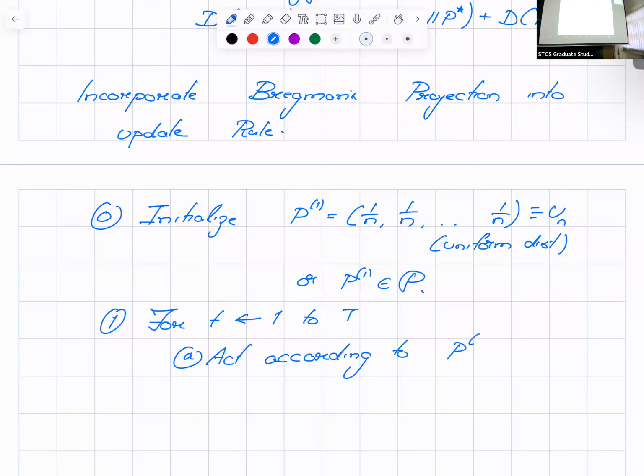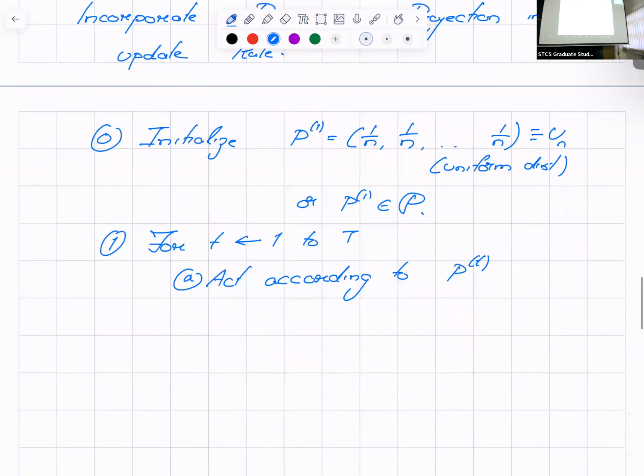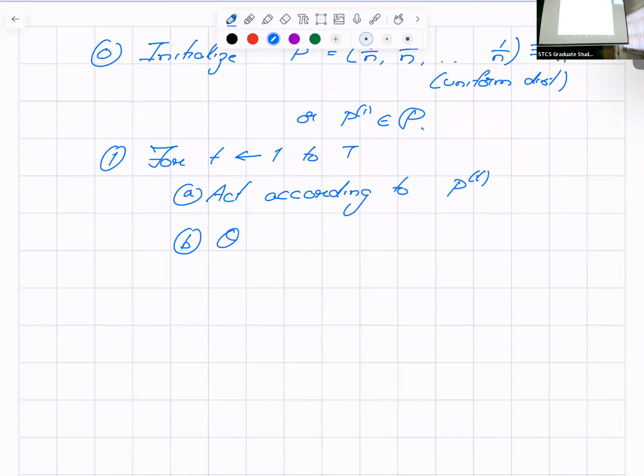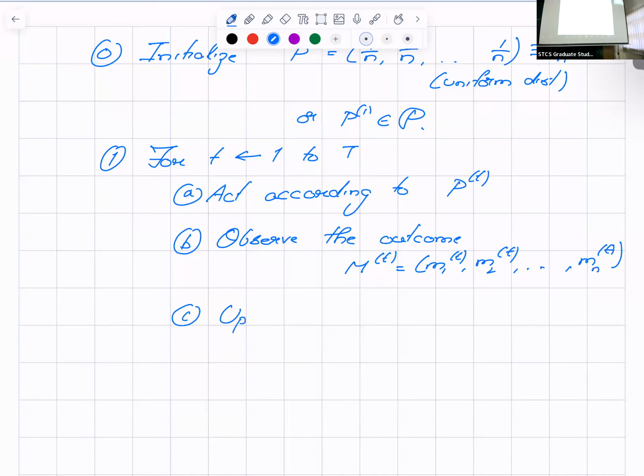According to PT B. Yeah, these are all standard. I should have skipped all this. Observe the outcomes. So the outcome vector MT, which is M1T. Update weight true.